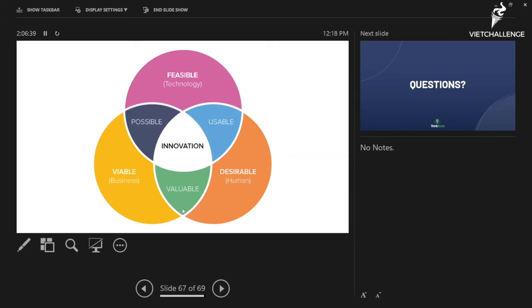Let's say if you have technology and desirability, it is usable, but it's not viable because no one is ready to pay for it. So when you do design thinking and you do different tests, you have to keep in mind these three aspects of your solution. It has to meet these three things in order to be a sustainable business model in the future.